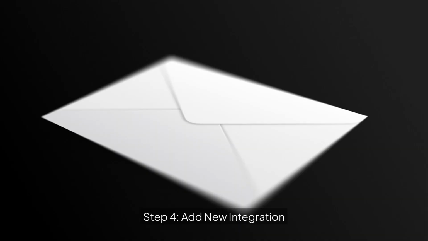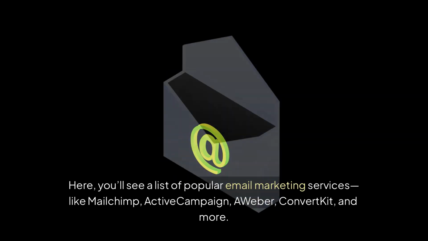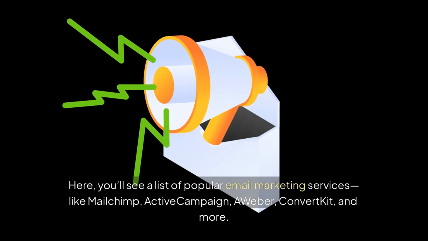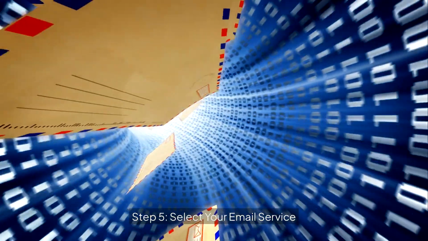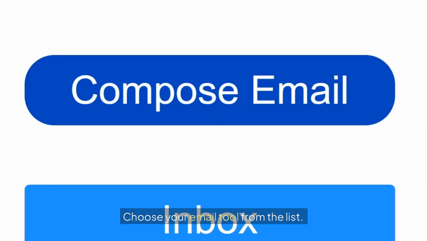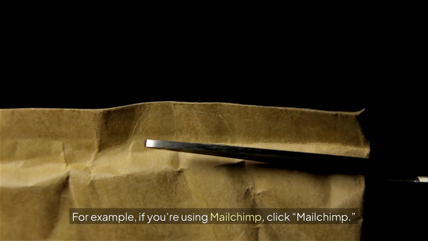Step 4, Add New Integration. Click the Add New Integration button. Here you'll see a list of popular email marketing services like MailChimp, ActiveCampaign, Aweber, ConvertKit, and more. Step 5, select your email service. Choose your email tool from the list. For example, if you're using MailChimp, click MailChimp.